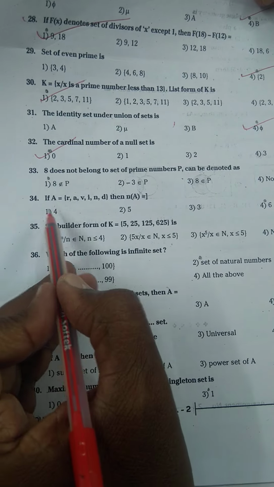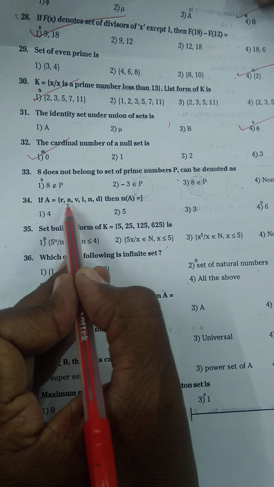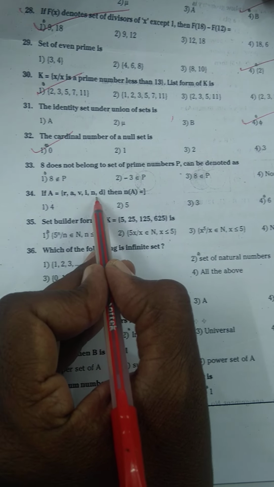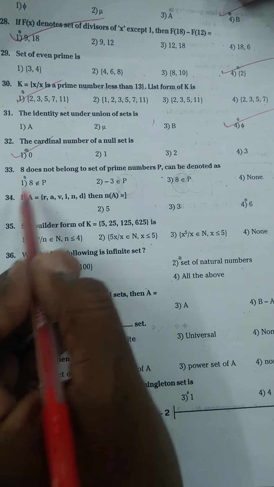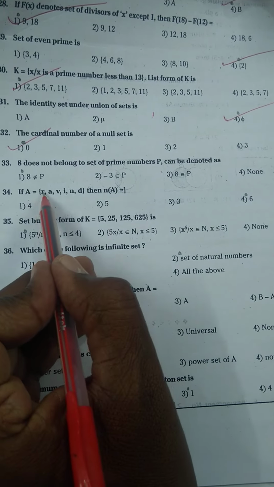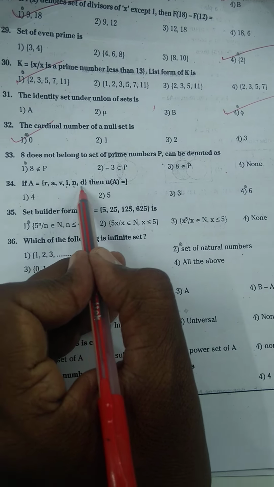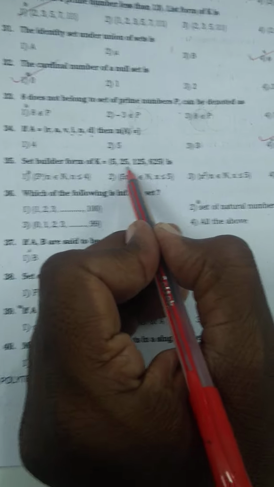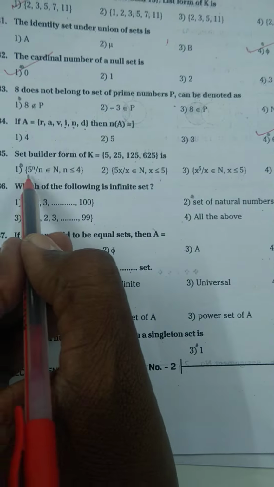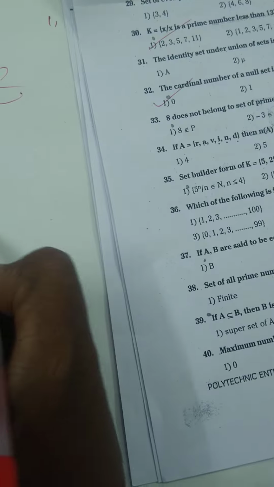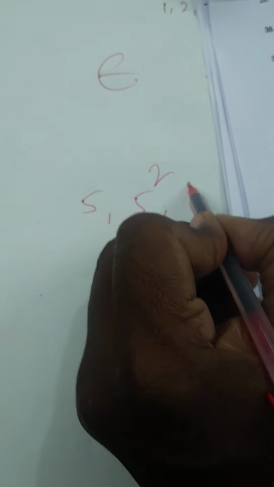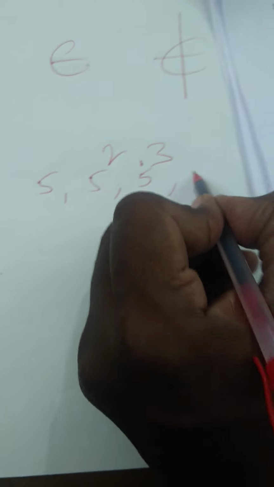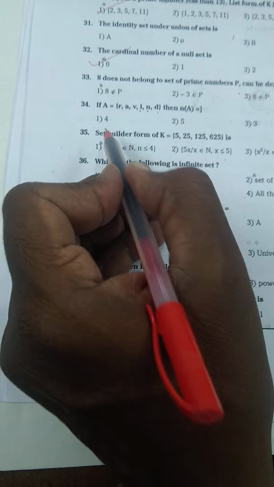Next one. If A is the letters of the word ARAVIND, then n of A, the number of elements, how many? Count it here: 1, 2, 3, 4, 5 and 6. The fourth option is the right option. The set builder form of K equal to 5, 25, 125, 625: all are 5 to the power n. You can write 5, 5 square, 5 cube, then 5 to the power of 4. So this is 5 to the power of n. First option is the right option.